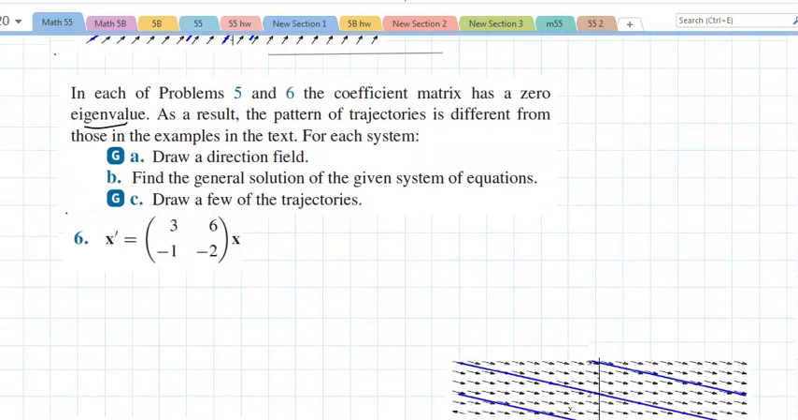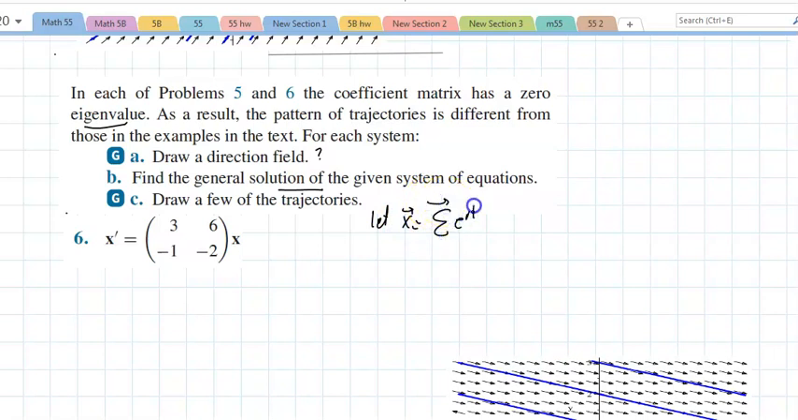So, the matrix has a 0 eigenvalue. As a result, the pattern of trajectories is different from those chosen from the text. Let's go again. Part A, you don't have to worry about that. Let's go after part B. Find the general solution. Well, to us, it's not going to really matter how they do this. The way it's going to work, we're going to pretty much let x equal e to the rt. All I have to do is find what those are. And it's going to be c1 times the eigenvector associated with the first eigenvalue.